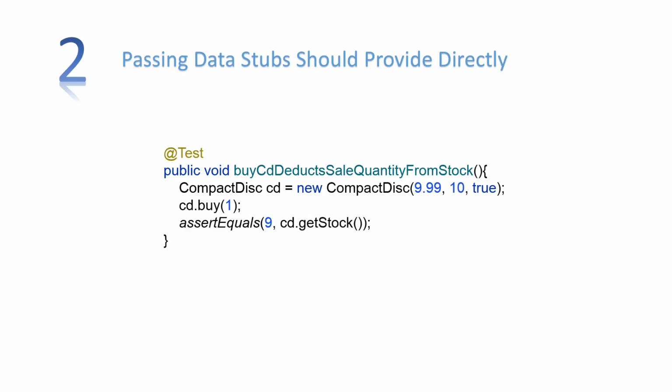Okay, at number 2, passing data that stubs should be providing directly into the class that we're testing. In this example, we need to know whether or not the credit card payment is accepted or rejected, but rather than create a stub credit card and pass that into the compact disk for us to use to get that information, instead what we do is we just pass the information indirectly.